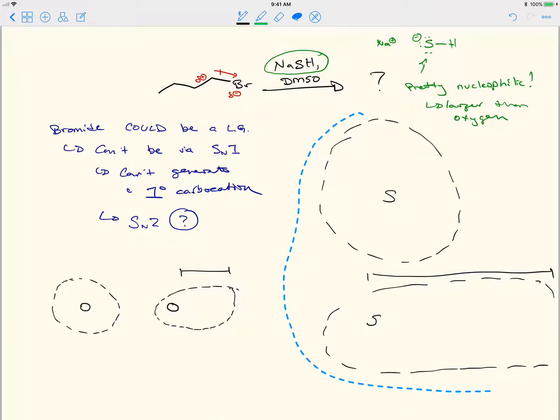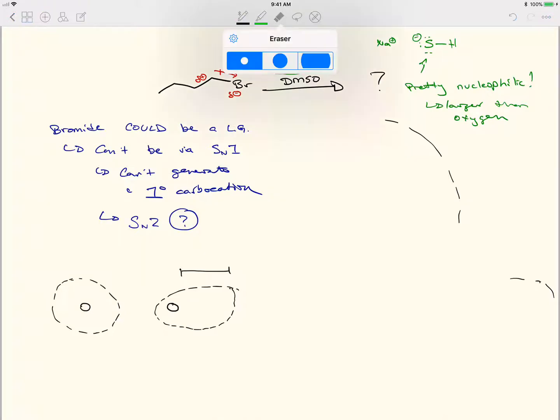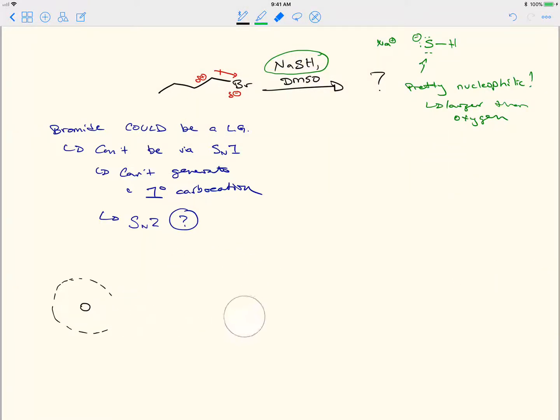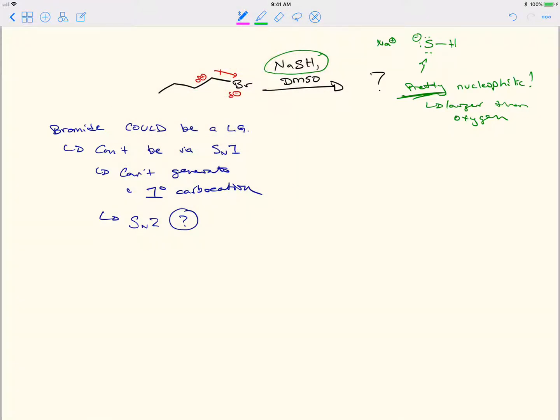So let's get rid of all of this now. Delete. Playing with the iPad. Okay. So pretty nucleophilic is, well, let's just say we're being conservative in that description. This is very nucleophilic. Okay. Well, now the last thing we need to discuss is, let's see. Oh, I'm going to choose this color.